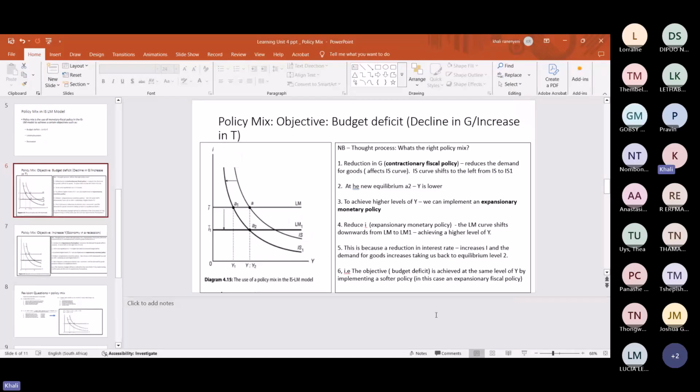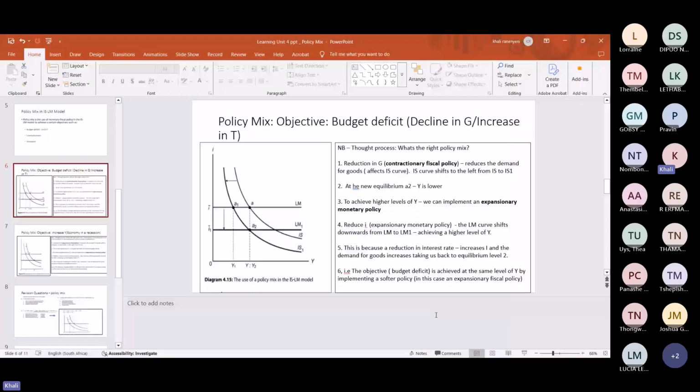But as government, you are now worried because you can't just leave it at the reduction of Y. And this is the importance of policy mix, right? Because you have an objective, which is to reduce your government deficit. But you also need higher levels of income. You need economic growth. So what do you do to achieve higher levels of income? You need to employ some expansionary policy. So in this case, we're going to employ an expansionary monetary policy. So what do we want to do here? We want to reduce the government deficit, but we want to still achieve higher levels of income.